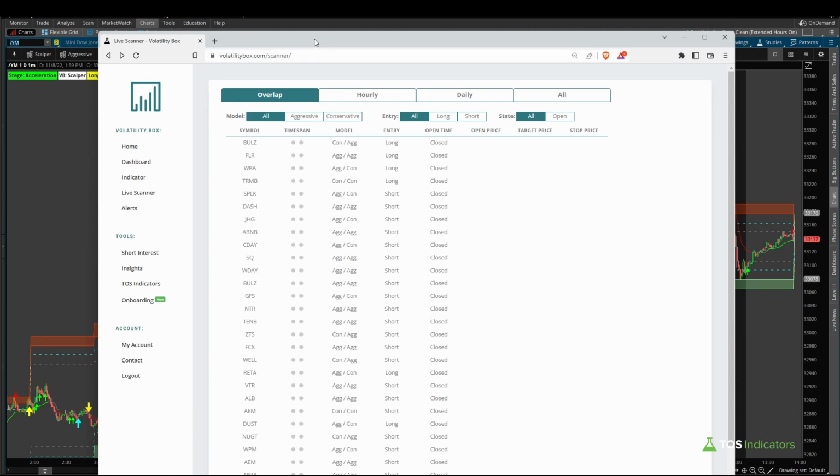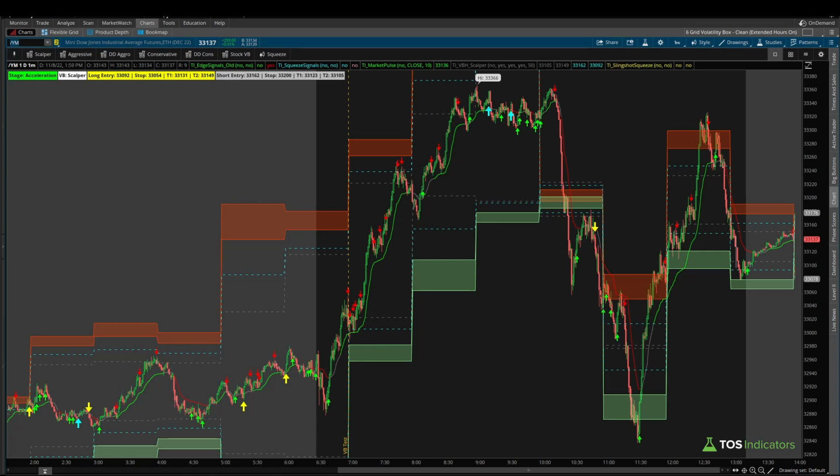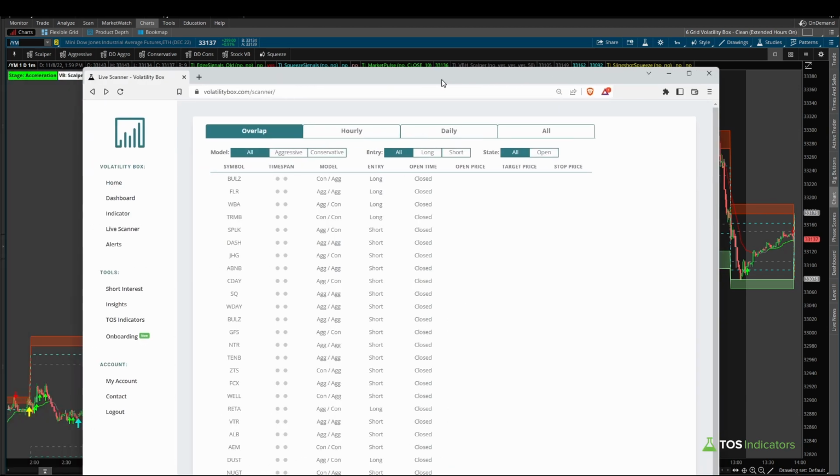Hope you found this video useful. Again, helps to bring together a picture of futures and stocks using volatility and volatility models to make sense of all of this price activity, all of these different candles that we see every single day. I'll leave some videos in the description box below which break down each one of these setups, the overlap tab in a bit more detail, the hourly models, all of that good stuff.